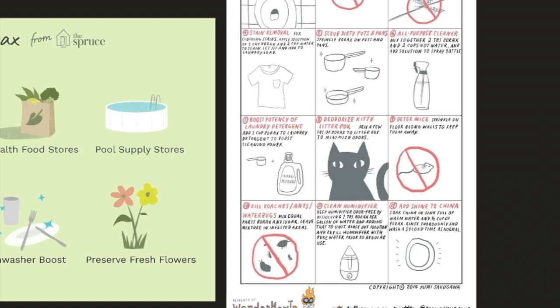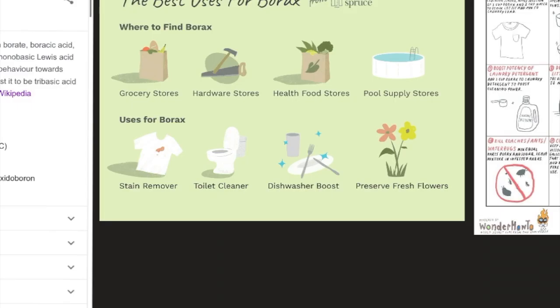China is very delicate, so it's nice to know that you can use boron to clean it. These are the places that you can find borax for the previous applications mentioned before. You can find them in grocery stores, hardware stores, health food stores, and pool supply stores. They have so many uses that they're found essentially everywhere and anywhere. Again, simple uses for borax: stain remover, toilet cleaner, dishwasher boost, and they help preserve fresh flowers.